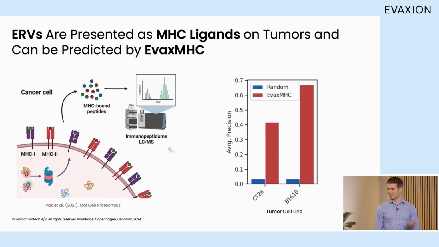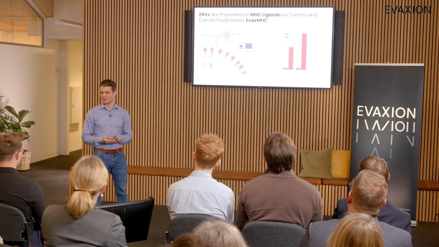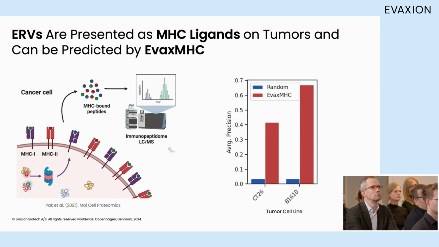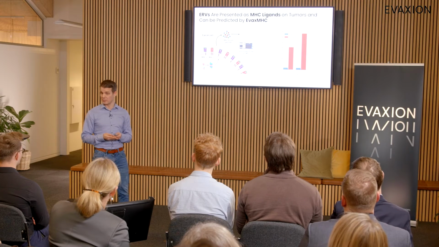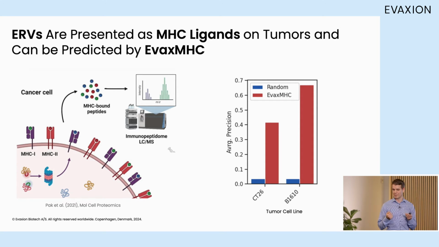So the next line of evidence we tried to investigate was, well, can we actually find these on the surface of tumor cells? So here we conducted some extra experiments in order to see which kind of MHC ligands we have displayed on tumor cells. We did that on two mouse tumors, one called CT26 and one called B16F10. And what we found was that ERVs are actually presented on MHCs, and we also found that our peptide-MHC prediction tool, Evaxion, is able to predict these. So that's a really good sign that we can actually find these based on genomic data.